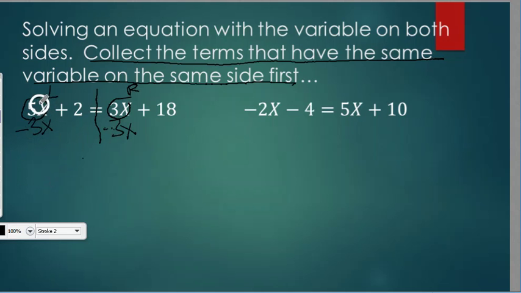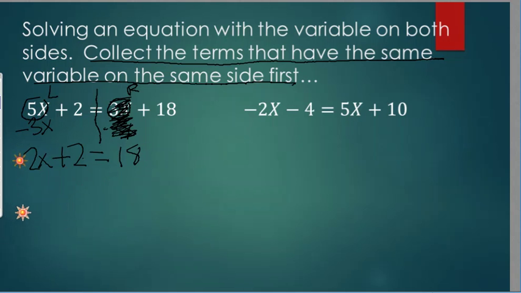Okay, 5x minus 3x, that gives us 2x. We still have our plus 2. So we bring that down, we keep our equal sign where it is. This 3x and minus 3x totally canceled out that term on the right side, and we're left with just 18 on the right side. Now this equation right here looks like an equation that you already know how to solve, right? It's just a two-step equation.